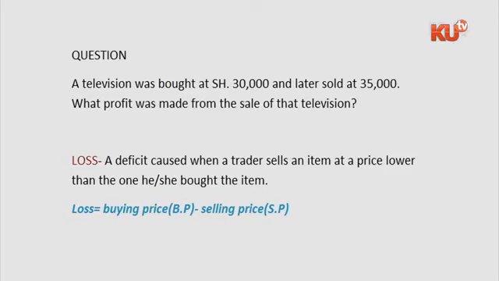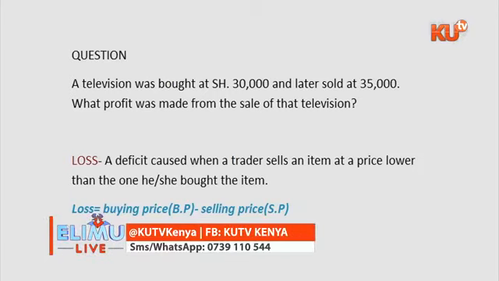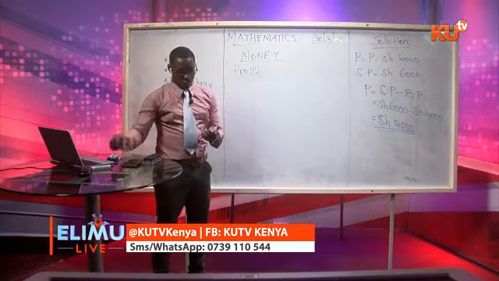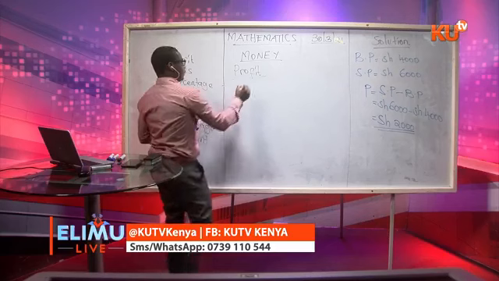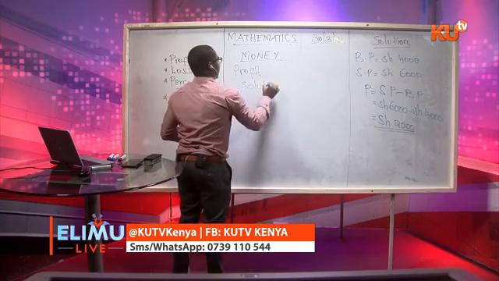A television was bought at 30,000 shillings and later sold at 35,000 shillings. What profit was made from the sale of that television? Okay, let's work it out on the board. I believe that you have already worked it out at home, so we are confirming if you got the right answer.